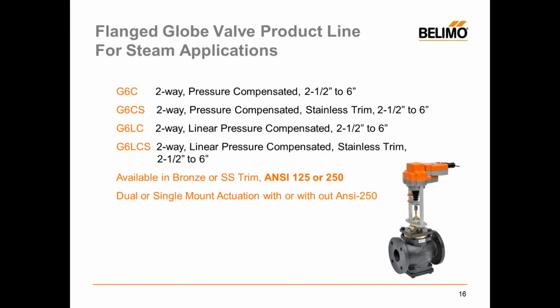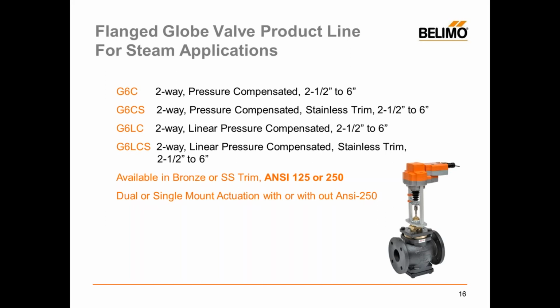And up here I have the G6C. This would be valves 2.5 through 6 inch. And the C valve means compensated, so it's compensated on a close-off with very high close-off pressures. The G6CS series would have stainless steel trim. The S is for stainless steel. Then we get a little more complicated.